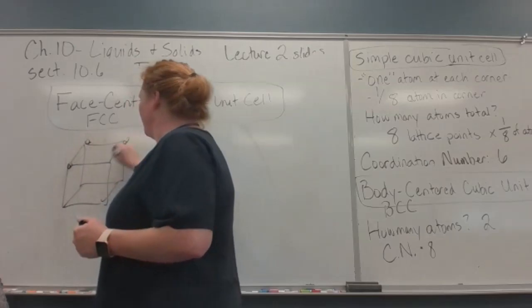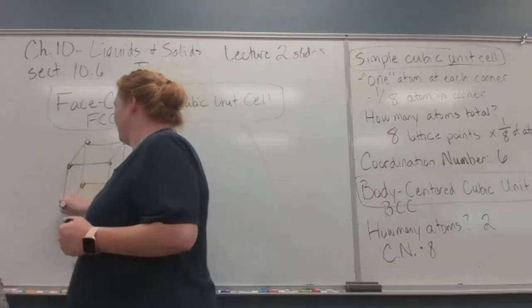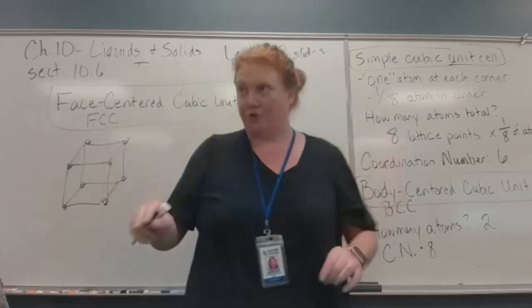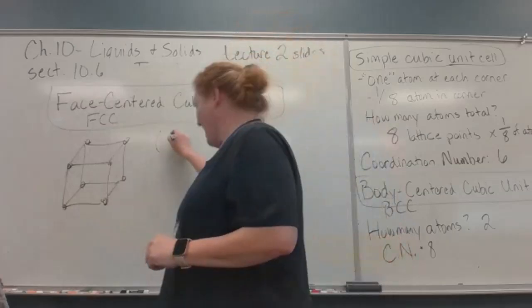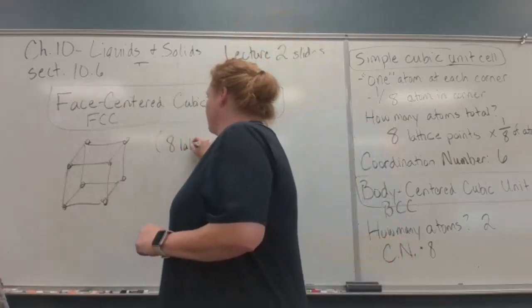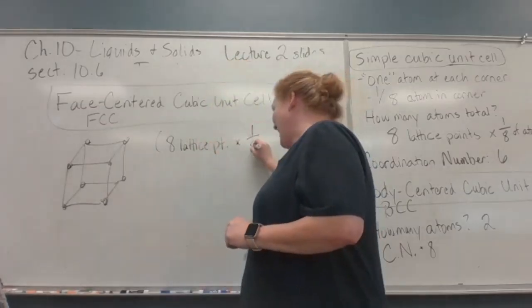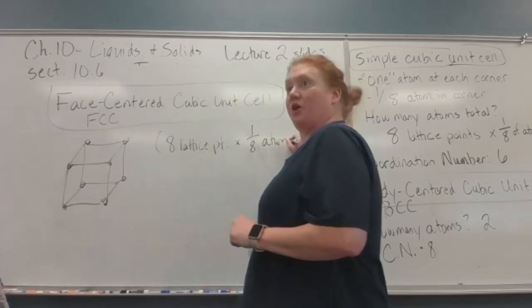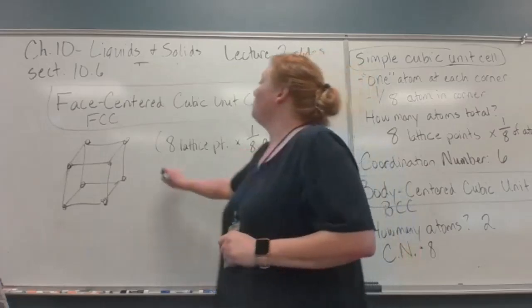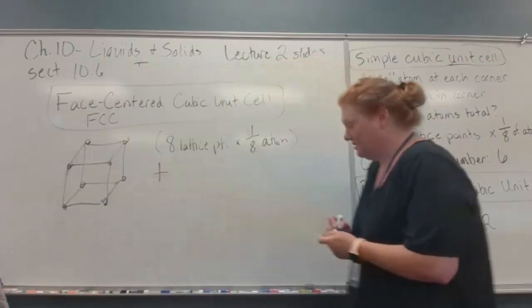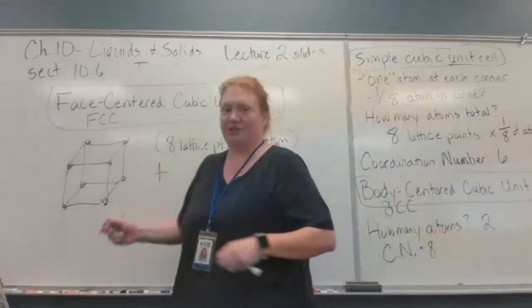Okay. 1, 2, 3, 4, 5, 6, 7. Okay. 8 atoms at the corners. So that's 8 corners, 8 lattice points, times 1/8 of an atom's volume, plus, now we'll see how good I am in 3 dimensions.